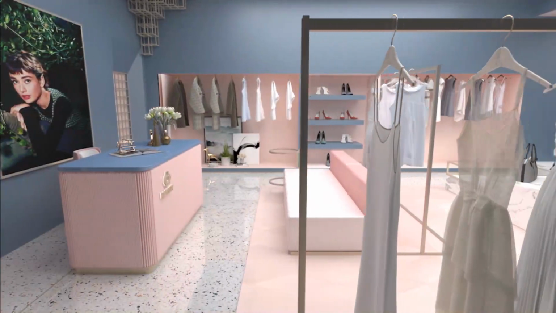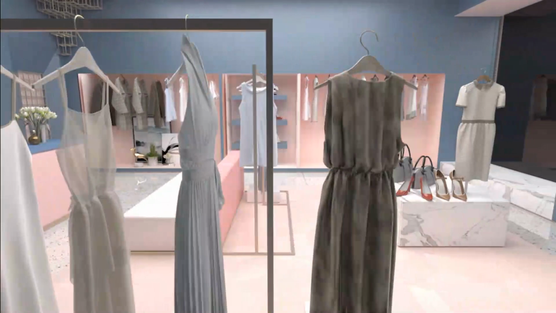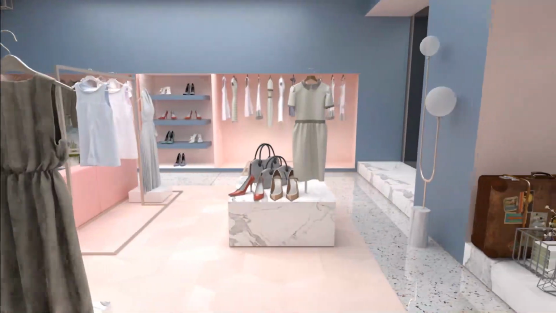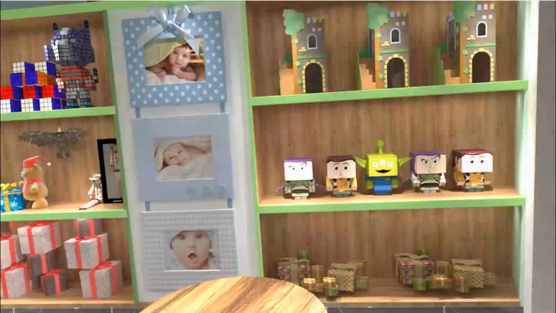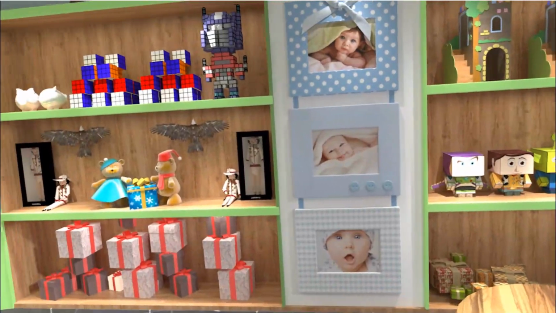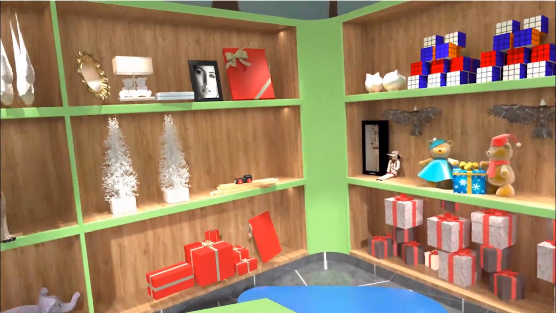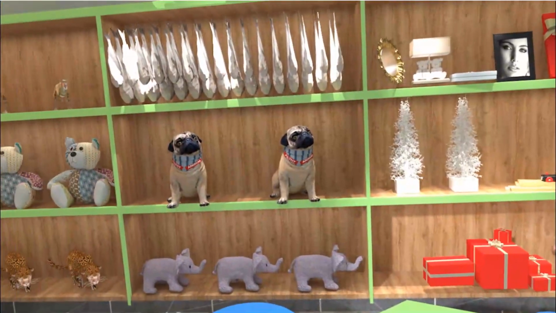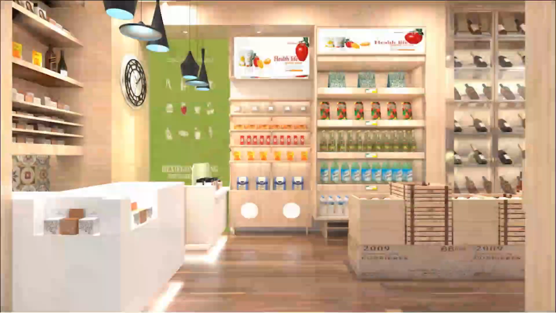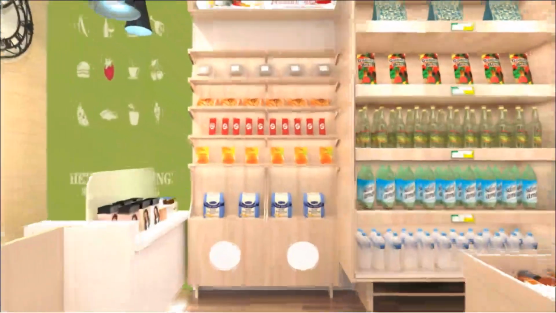Here is a synthesized clothing store. Here is a synthesized toy store. And here is a synthesized grocery store.